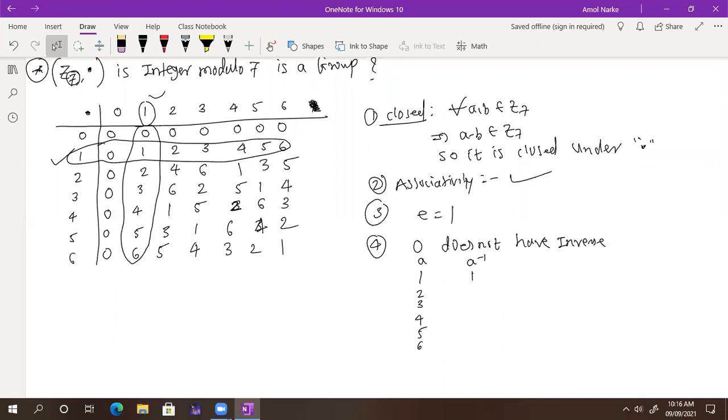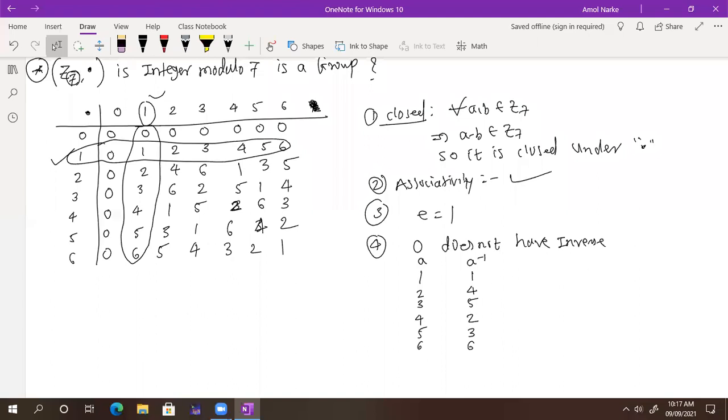Inverse of 2? 4. 4 times 2 is 8, and 8 is 1. Inverse of 3? 5. 5 times 3 is 15, which is 1. Inverse of 4? 2. Inverse of 5? 3. And inverse of 6 is 6, because 6 times 6 is 36. And if I talk about 7, it becomes 35, so 1 is correct.